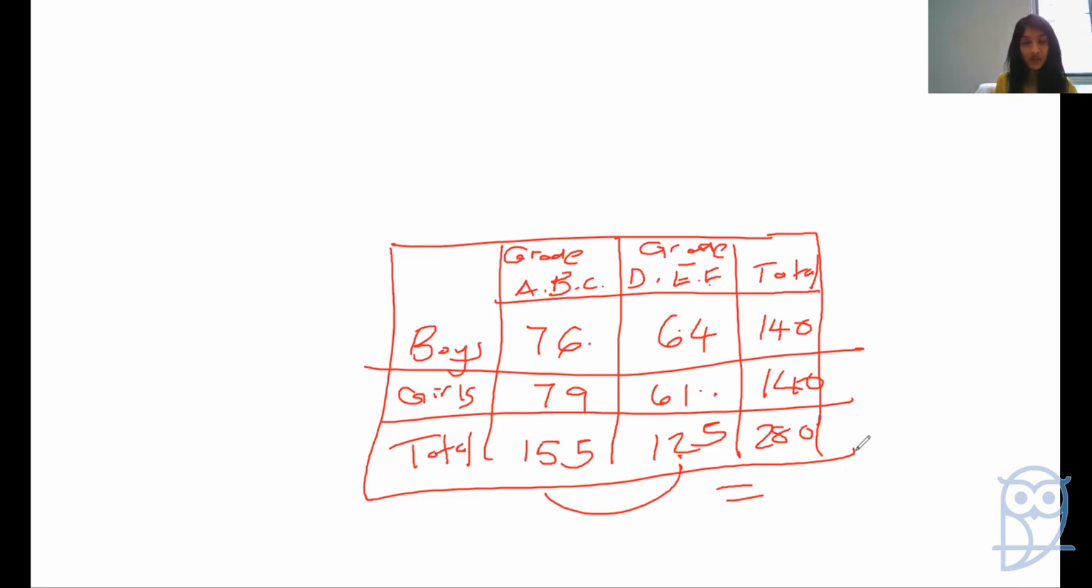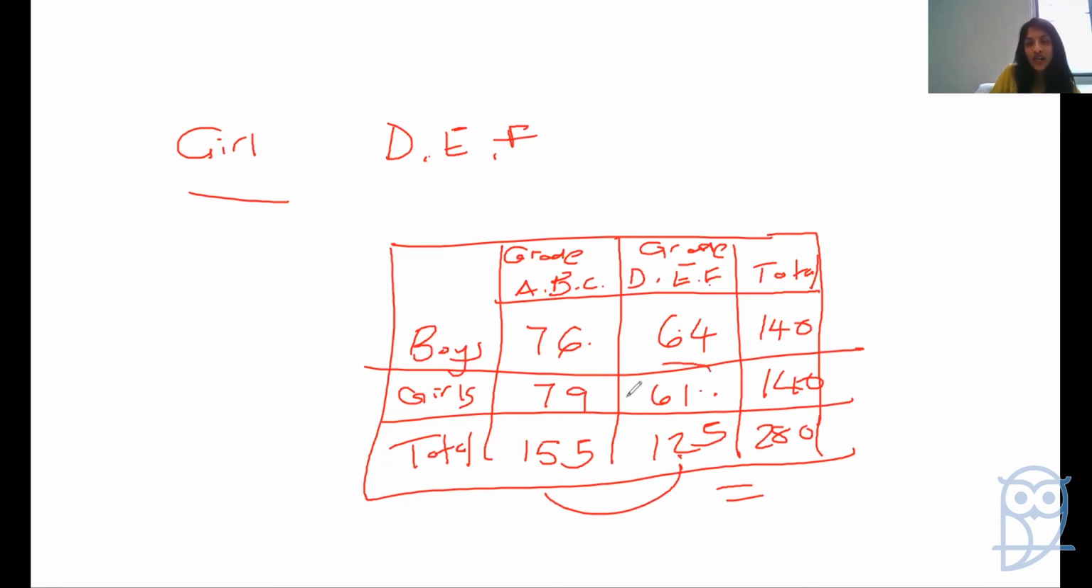Okay, part B of this says, a student is chosen at random from year 10. Write down the probability that the student is a girl with grade D, E, or F. So what is the probability that the student is a girl firstly, and the girl has a grade of D, E, or F? So how do we go about working that out?